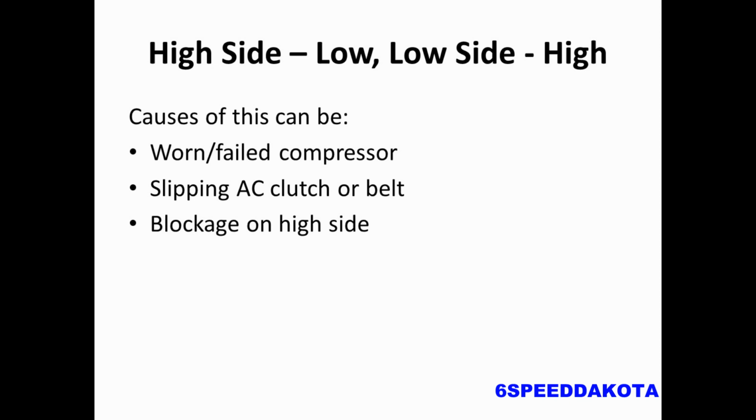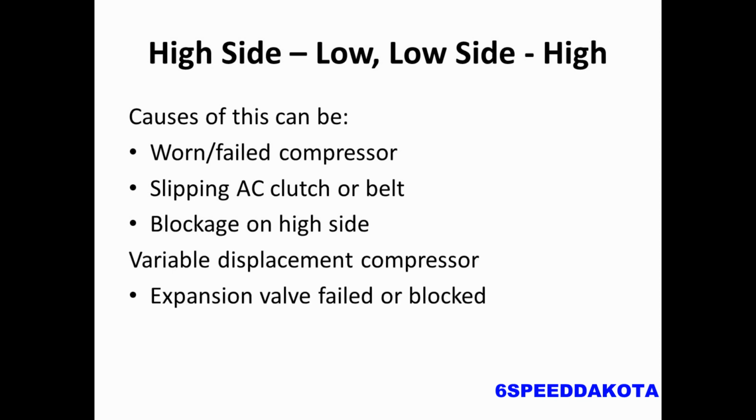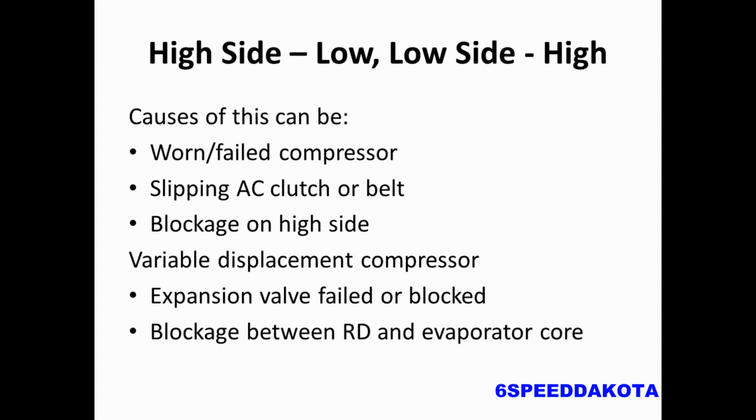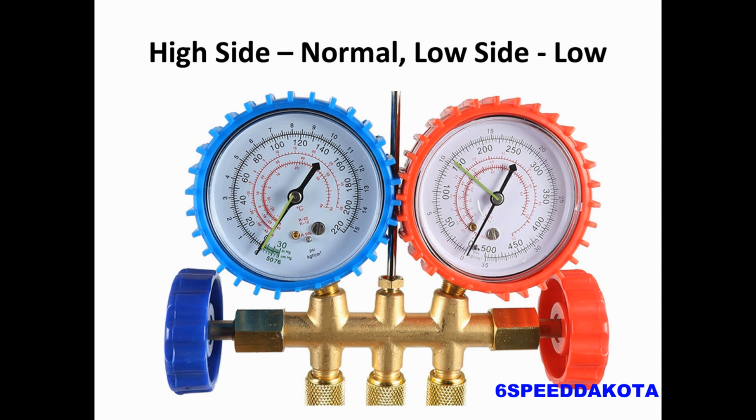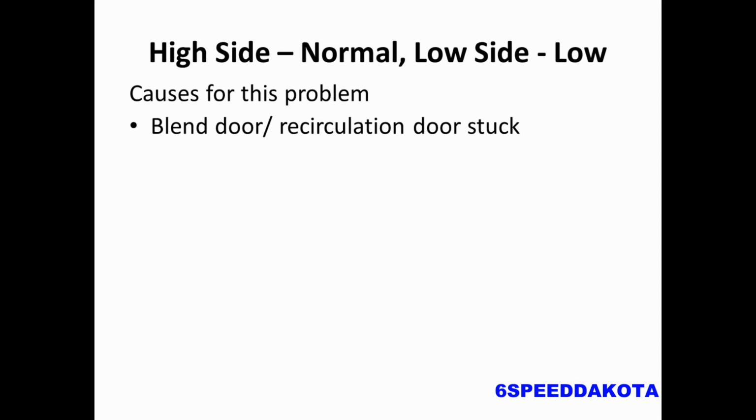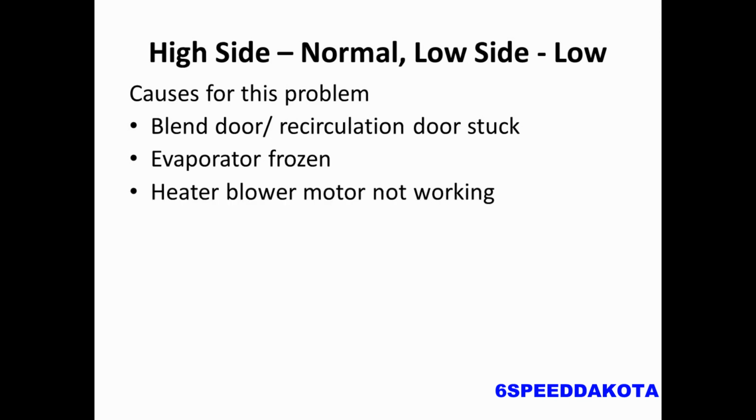You could have a blockage on the high side. And in a variable displacement compressor, again, failed or blocked expansion valve, blockage between the receiver dryer and the evaporator core. So if we have a normal high side, but our low side is virtually nothing, or even in a vacuum sometimes, depending on the system, this could be that the blend door is stuck. So basically the evaporator could be icing up. Our heater blower motor isn't working.